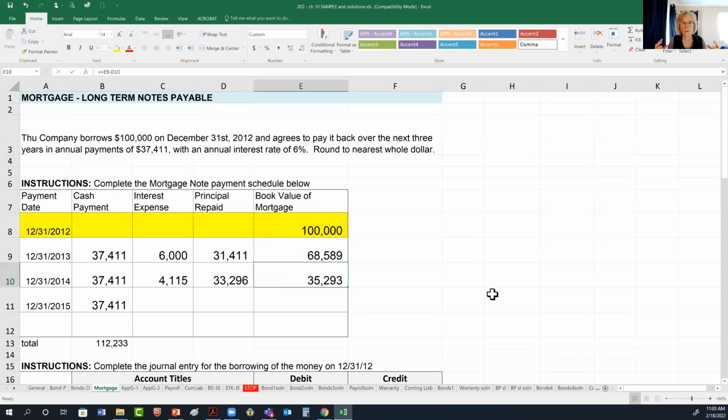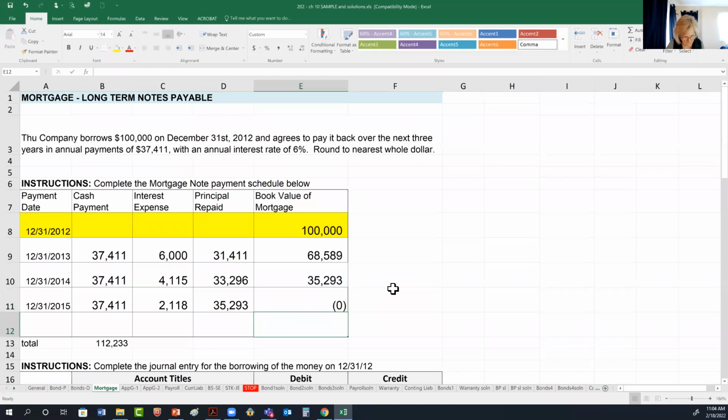Okay. So the third year, so into the second year, we owe 35,000. So from January to December, we've borrowed that 35,000. So when we make our payment, we say, how much is interest? So 6% of the 35,000, which means we gave 35,293 was all principal. And at the end of the third year, we owe nothing.